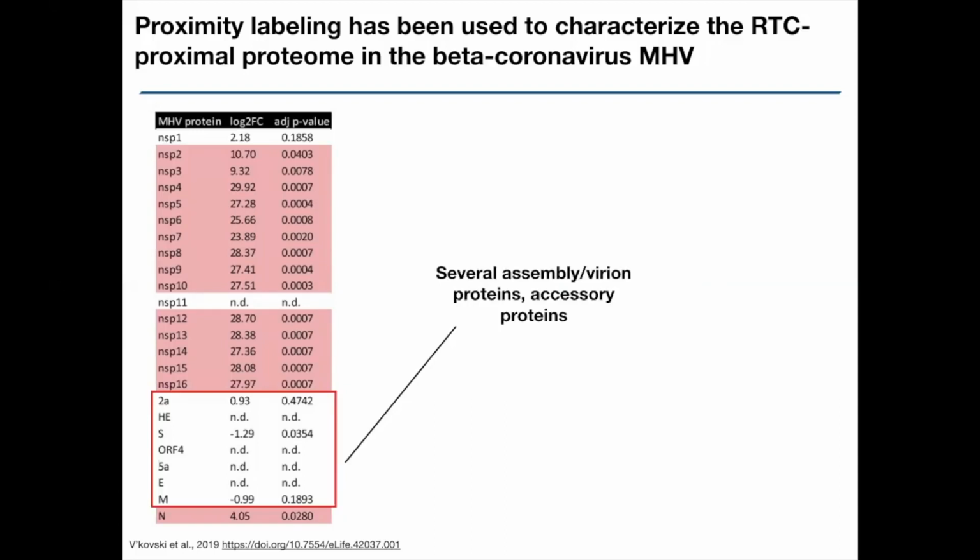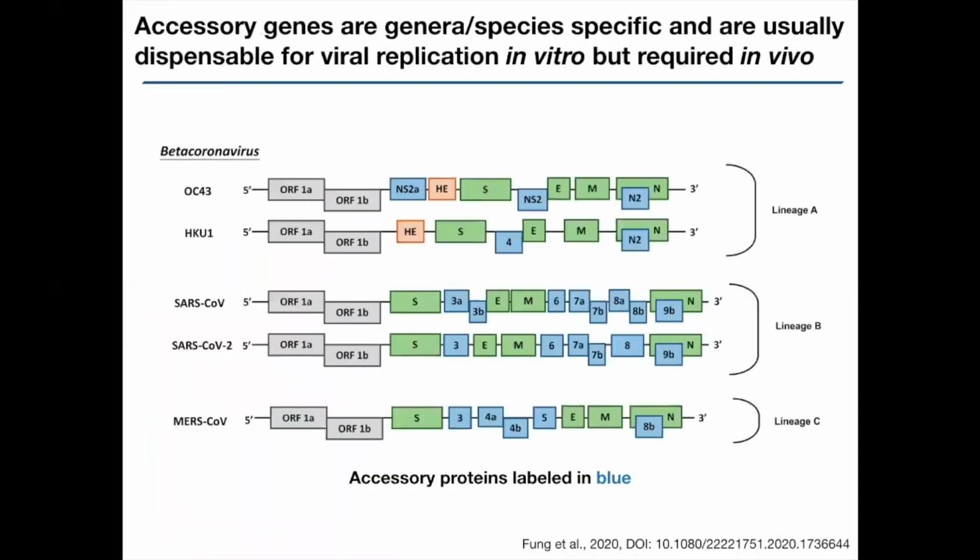Additionally, not part of the RTC complexes are many accessory proteins. And so what are accessory proteins? These proteins and genes are things in viruses in general that tend to be specific to a particular viral species or a particular viral genus. And frequently, accessory genes are dispensable for viral replication in tissue culture cells, but play really important roles in the virus-host interaction in an in vivo context with the animal or the human.